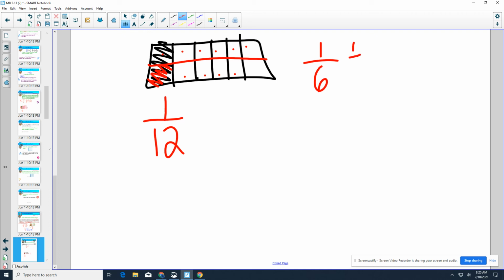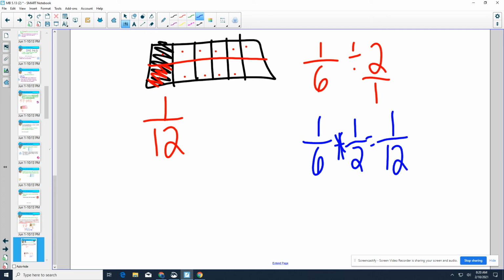So I'm doing 1/6 divided by 2. I'm going to write my whole number over 1. I'm going to rewrite this as a multiplication problem, so I'm going to flip the second fraction. We also call that the reciprocal, and I get 1/12. So using the algorithm and using the picture, I get the exact same quotient there.